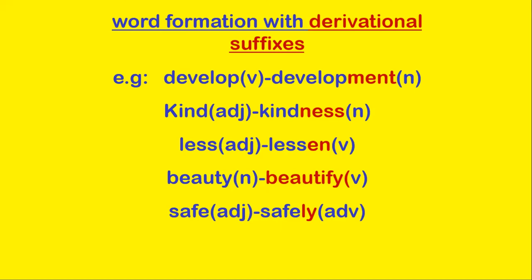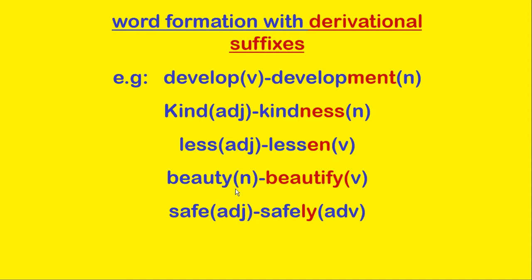The next one, kind, kindness. Kind is an adjective. It is modified into the noun using ness. Kind කියන adjective එක kindness බවට පත් වෙනවා ness කියන suffix එකෙන්. Here less is an adjective, and this adjective is modified into the verb using the suffix en. Lessen, less අඩු, lessen අඩු කරනවා, අවම කරනවා.